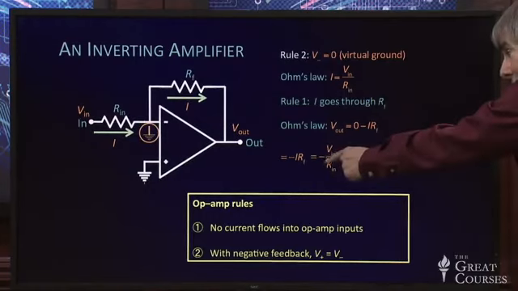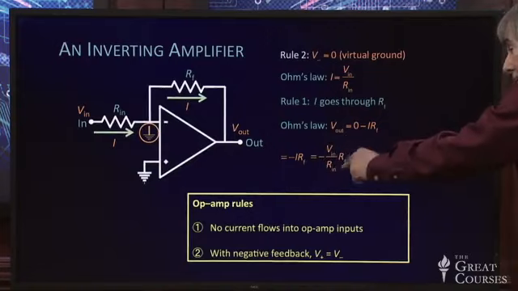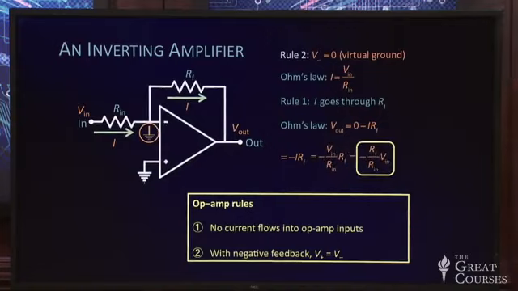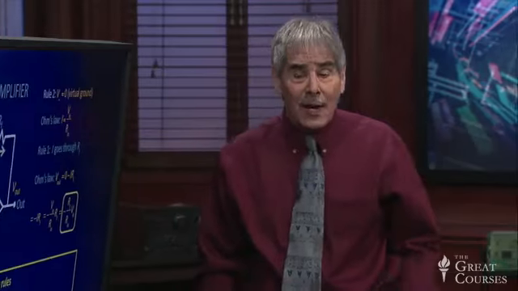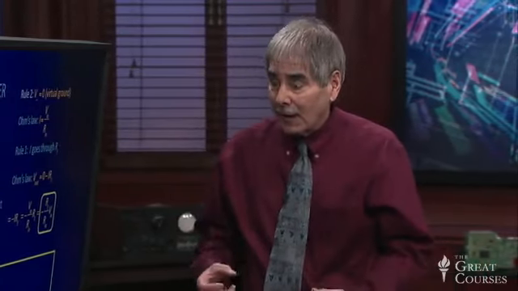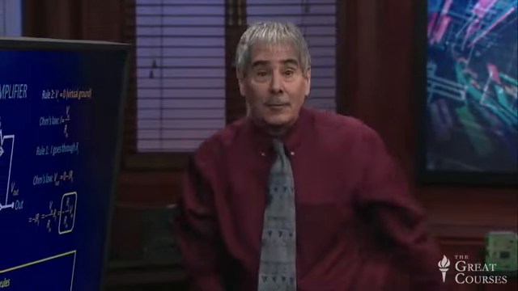So V out is minus V in over R in, that's the current, times RF. And if we rearrange that, it's simply the ratio of the feedback resistor to the input resistor times V in. And it is a negative gain, a gain of RF over R in, but negative RF over R in, because we are coming into the inverting amplifier. So there is a way of developing the inverting amplifier very, very quickly using the two op-amp rules.